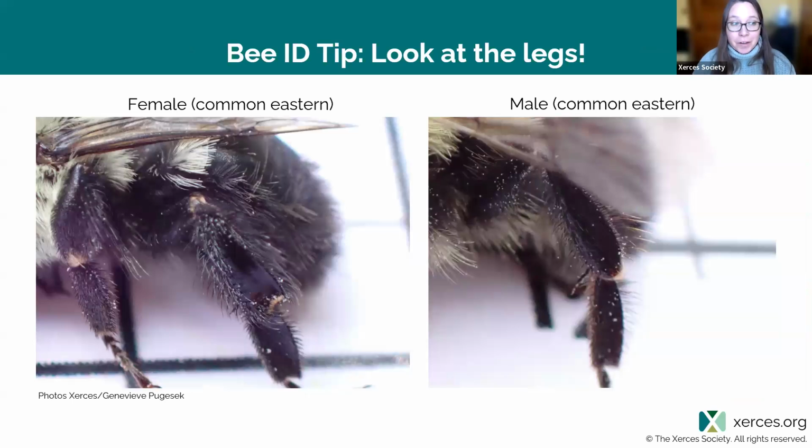The male and the female color pattern is very, very similar. So when you're trying to differentiate between male and female rusty patch bumblebees, the one thing to really look for is the shape of the leg.